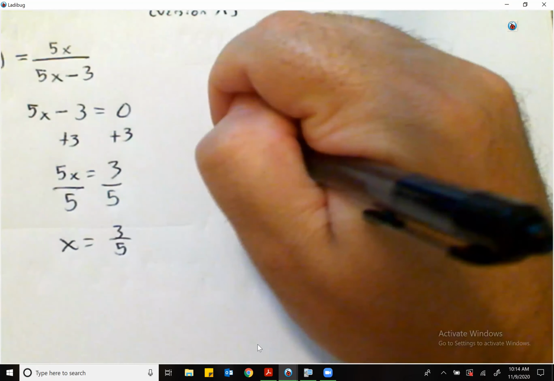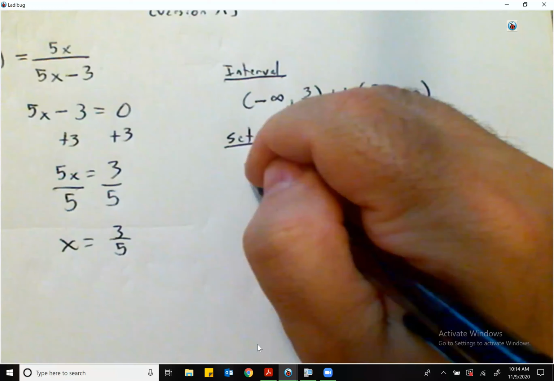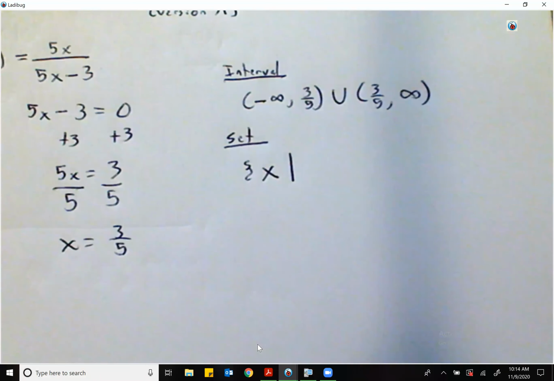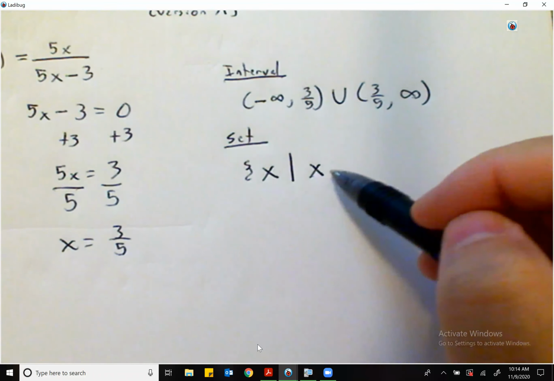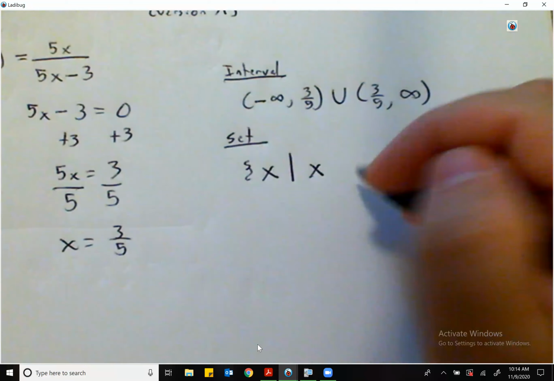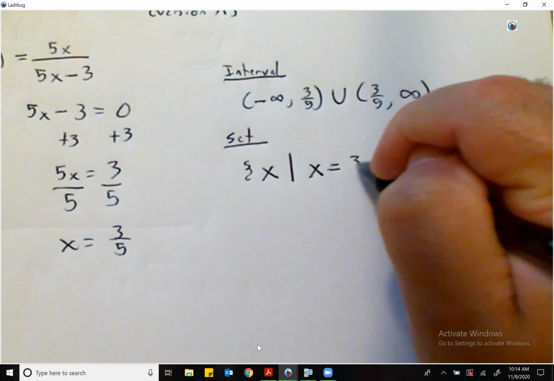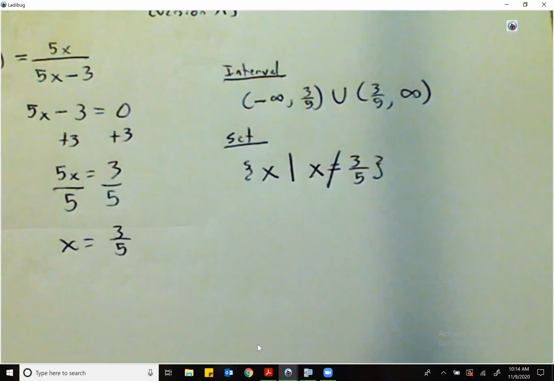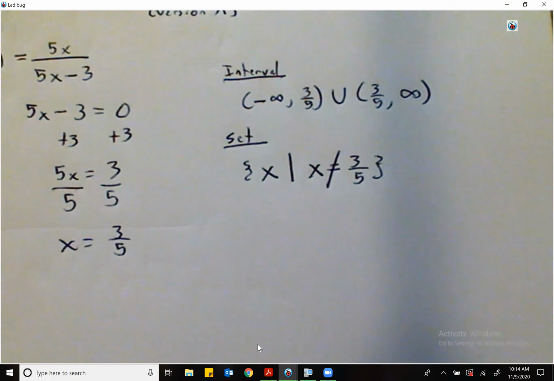But they want set. And set's pretty easy to do. You put your little squiggle, your X bar, and then they put in that X is a real number, which is fine. But you don't have to because we know that we're working with the real number system. Put your X equal 3 over 5, and then a slash through the equal sign. So the 3 over 5 is really what goes in the blank.